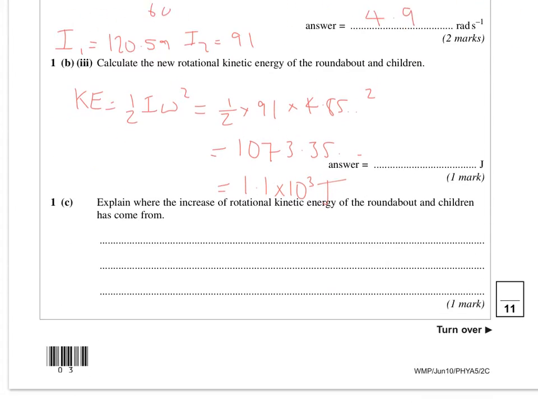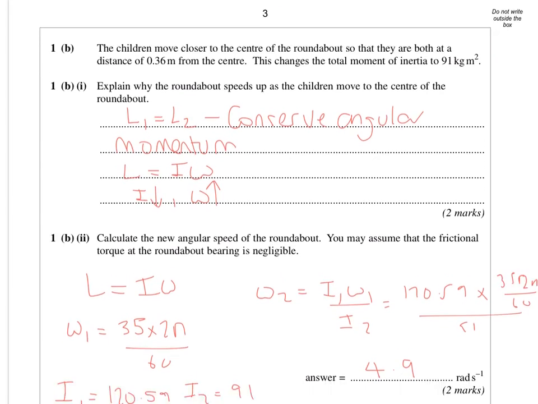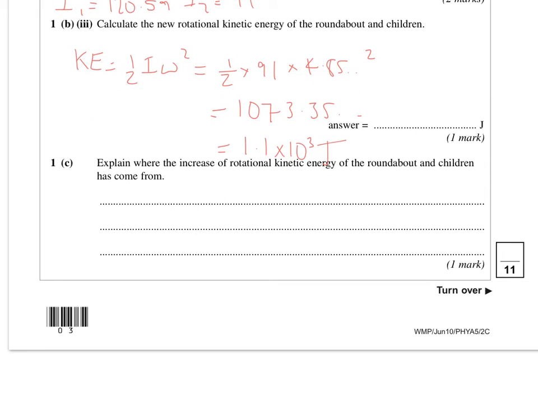Okay, so last question. Explain where the increase in rotational kinetic energy of the roundabout and the children has come from. So essentially, it told you that the children are moving closer to the centre of the roundabout. So what they're going to be doing is they're doing work.